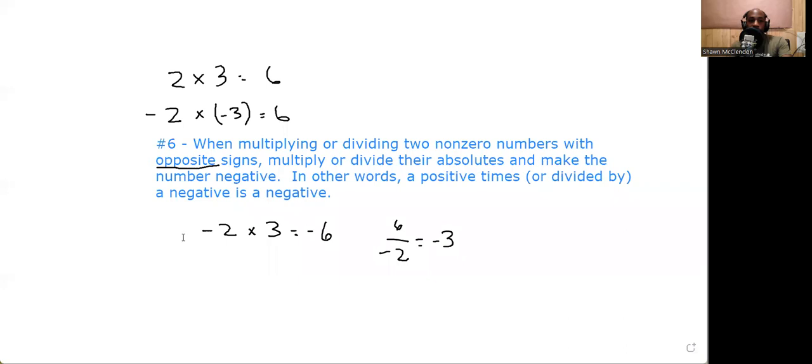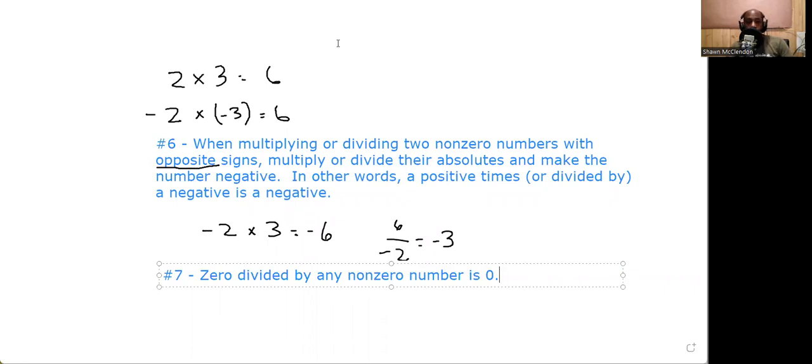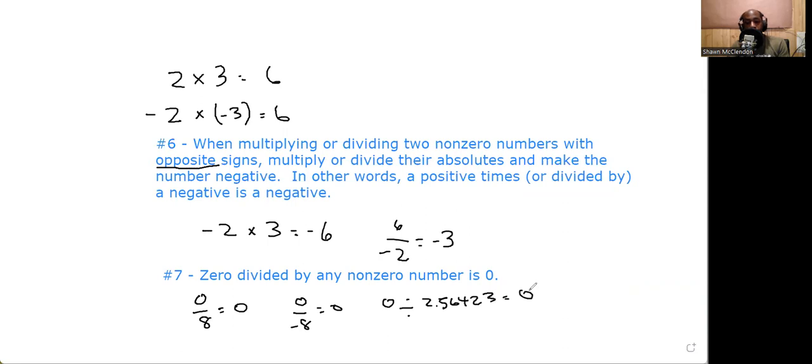Okay, let's see. Sorry about that. So number 7 is 0 divided by any non-zero number is 0. If you had 0 divided by 8, that's 0. If you had 0 divided by -8, that's 0. If you have 0 divided by 2.56423, that's 0. Any 0 divided by any non-zero number is going to be 0. Very easy. That's pretty straightforward.